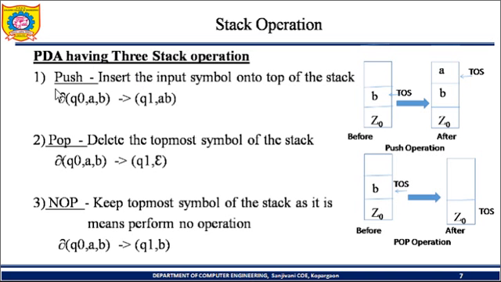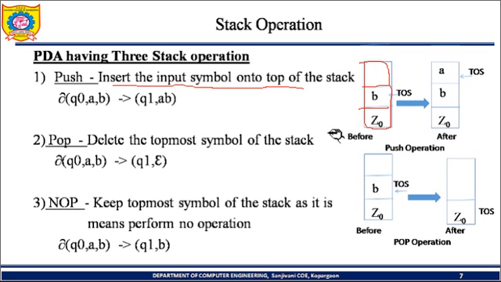So first of all, push operation. We know what we mean by push operation. Inside the push operation, we have to insert the input symbol onto the top of the stack. Let us consider initially the stack is like this. Here the stack is shown, which consists of two symbols. Z0 is the initial stack symbol. After that, B is the topmost stack symbol. This is the current stack.